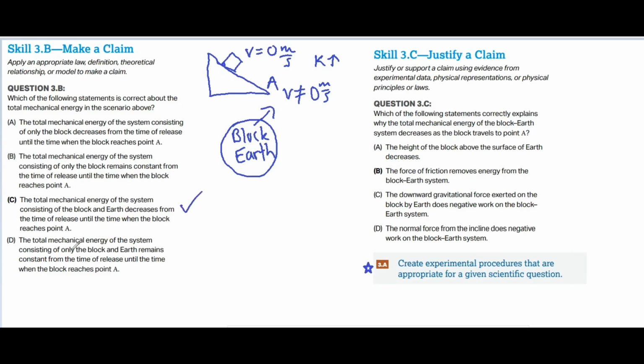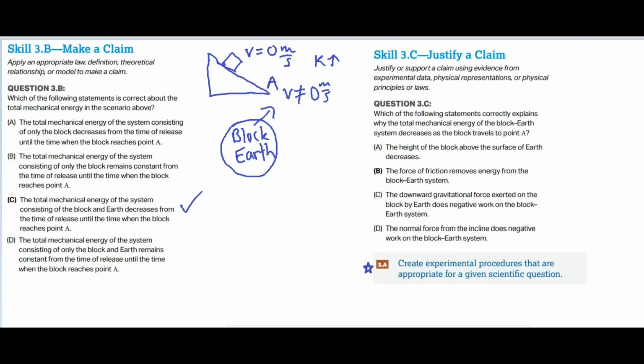And then the last one says the total mechanical energy of the system consisting of only the block and the Earth remains constant from the time of release until the time when the block reaches point A. Okay, so it wouldn't stay constant because we're including friction. As I said, it is releasing energy out of the system into the actual ramp itself in the form of thermal energy. So C definitely does check out as the correct answer.